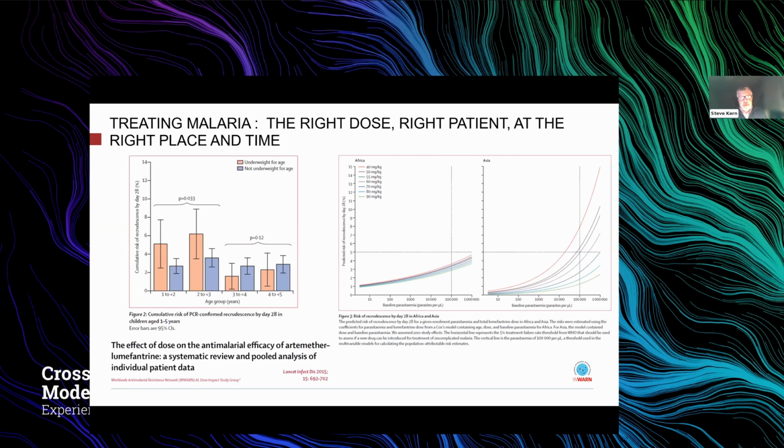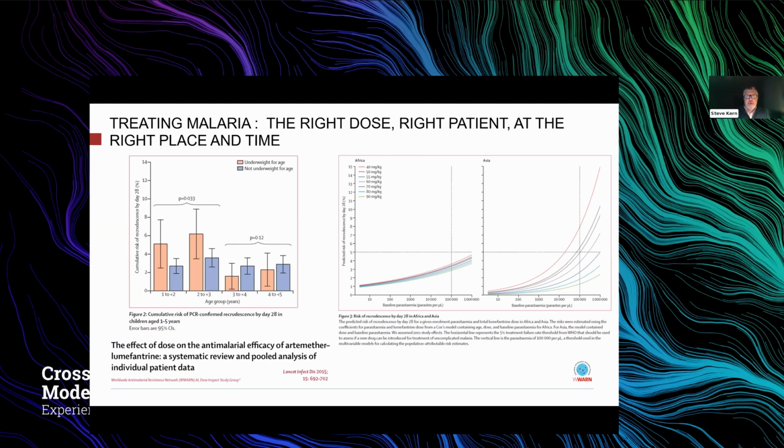And an interesting phenomenon they started to notice, if you look at this figure 2 on the left, is that when children are underweight for age, so underweight for age is a surrogate for, essentially meaning that they actually may be malnourished, there tends to be less success in the therapy for a normal dose that's given to children. And that's evidenced by the difference between the pink and the blue bars in the low age groups, 1 to 2-year-olds and 2 to 3-year-olds.